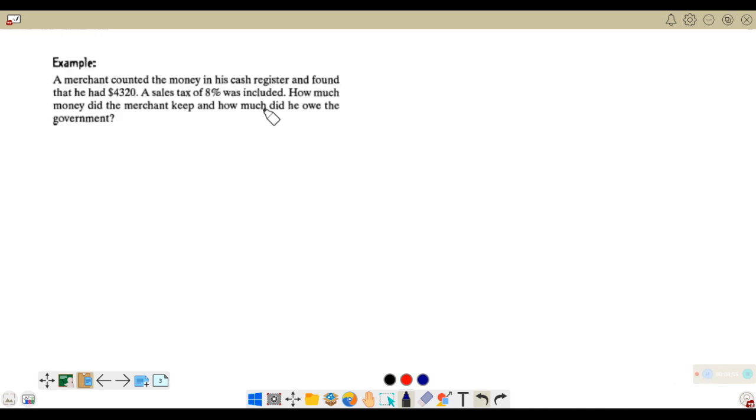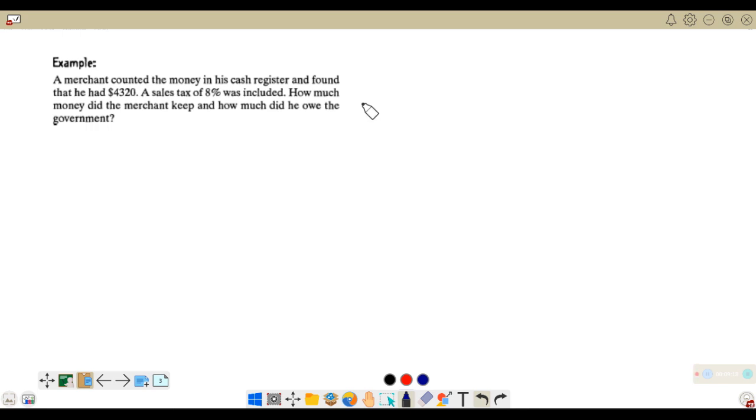Okay, now let's continue to the application to a certain word problem. So the word problem is, a merchant counted the money in his cash register and found that he had $4,320. A sales tax of 8% was included. How much money did the merchant keep, and how much did he owe to the government?